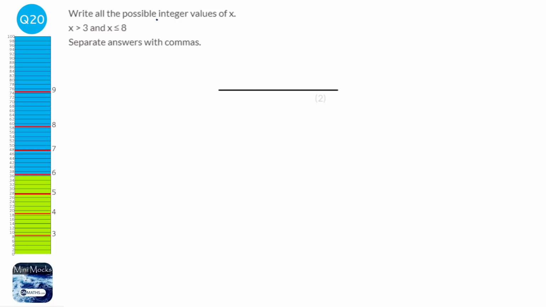Integer just means whole number. So we're looking for all the whole numbers that satisfy these two inequalities. Well, the first inequality says that it has to be greater than 3. So the smallest number that is greater than 3 is 4.